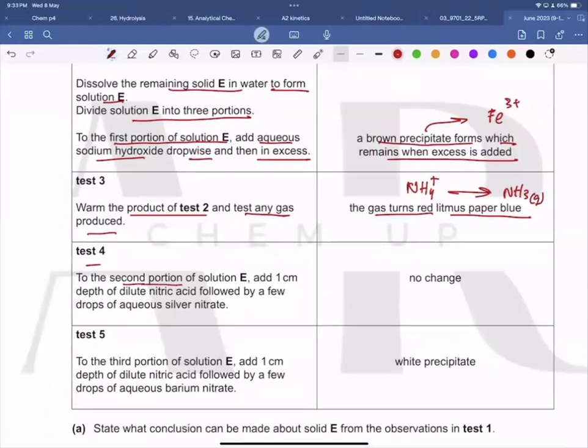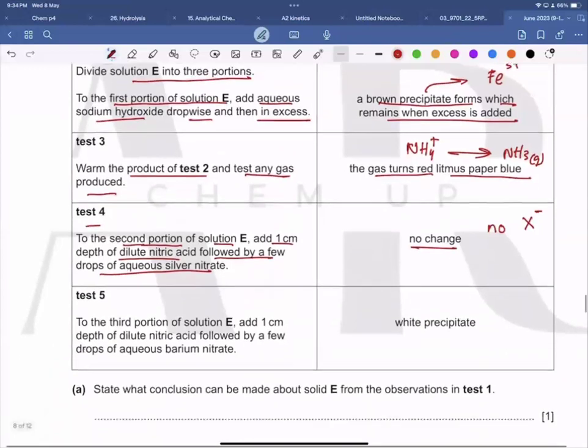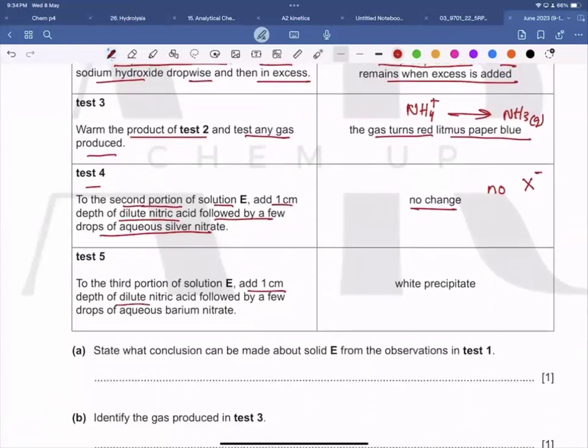To the second portion of the solution, test 4, he adds 1 centimeter cube depth of dilute nitric acid followed by a few drops of aqueous silver nitrate. No change. So it means that no halide ion is there, no chloride, no bromide, no iodide. To the third portion of solution, he adds 1 centimeter cube depth of dilute nitric acid followed by a few drops of aqueous barium nitrate. White precipitate, which indicates that sulfate ions are there. Is this clear?